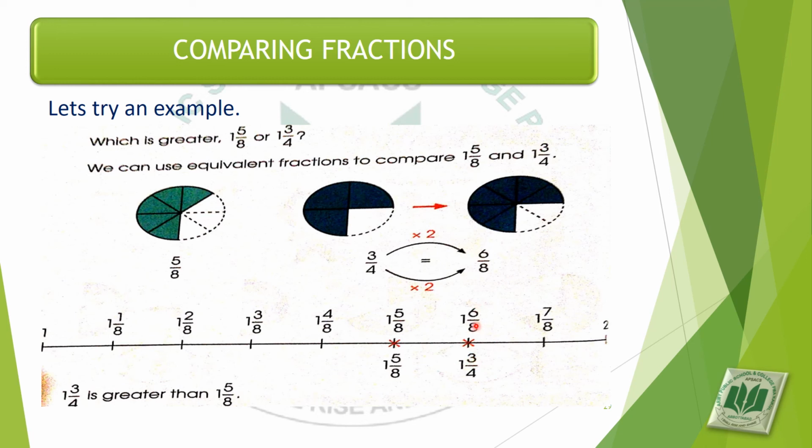This is our second fraction. Then this is 1 whole 7 by 8, and again this is 1 whole 8 by 8, which is equal to 2. Now in this number line you can see that 1 whole 6 by 8 lies after 1 whole 5 by 8. So this is greater, that is 1 whole 6 by 8, or 1 whole 3 by 4, is greater than 1 whole 5 by 8.